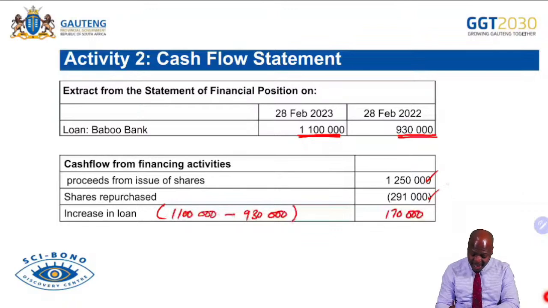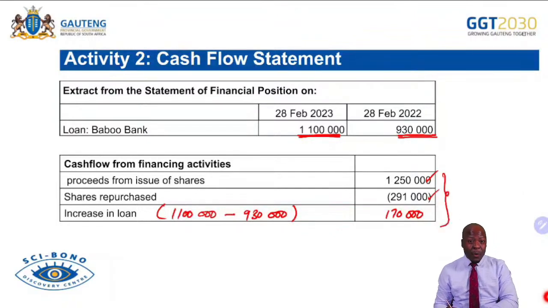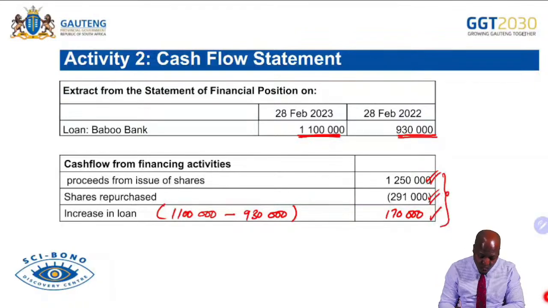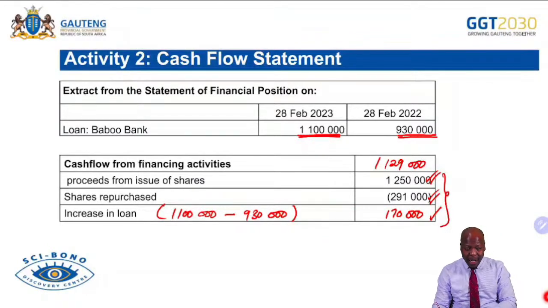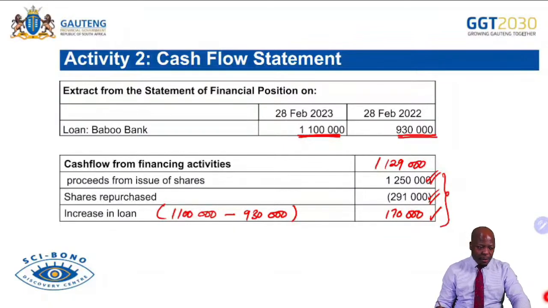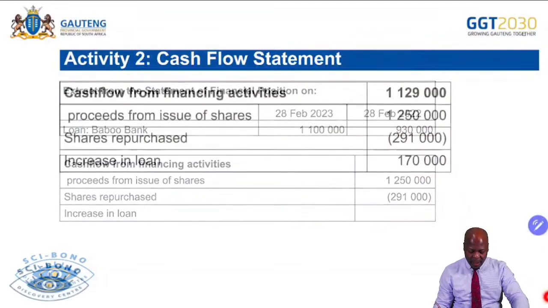Now, I know you have your calculators. Let's close this part now. Where do we start? Let's start with 1,250,000. All right? Make sure you clean everything from your calculator. Let's start. Punch in 1,250,000 minus 291,000 plus 170,000. How much does your calculator say? 1,129,000. That becomes the cash flow from financing activities.